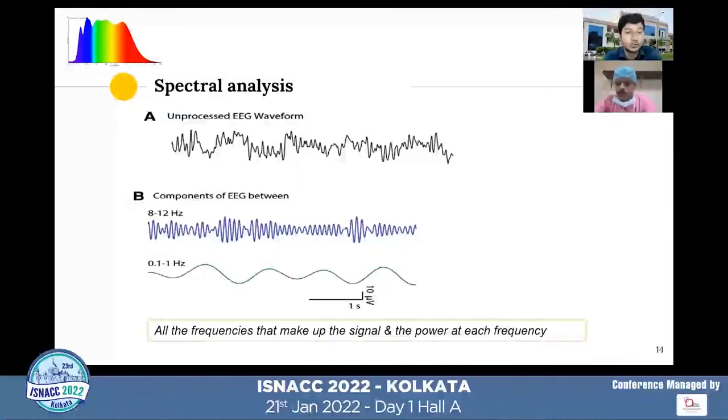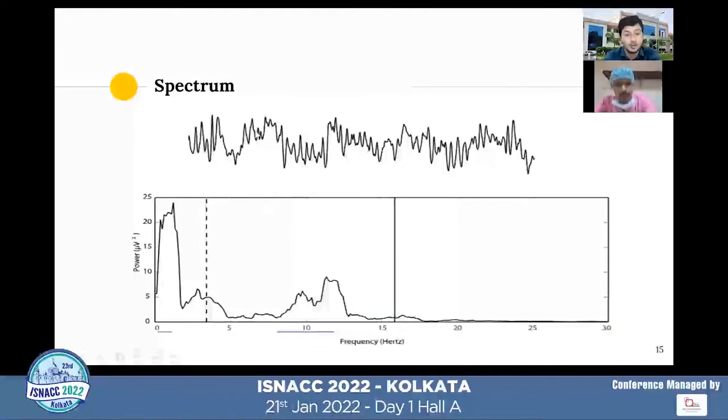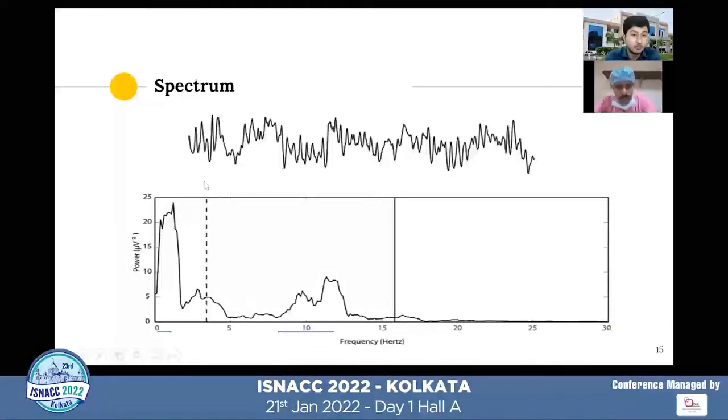So now comes the concept of spectral analysis. Spectral analysis is used to decompose the EEG waveform into its component waveforms. If you see this EEG waveform, the component waveforms are extracted from the parent EEG waveform. Usually we'll see alpha oscillations and delta slow waves. So this is spectral analysis. By spectral analysis, we see all the frequencies that make up the signal, and along with that, it gives the power at each frequency. Power is 10 times the logarithm of the square of amplitude. So they provide a spectrum. Spectrum means all the frequencies that form the raw EEG.